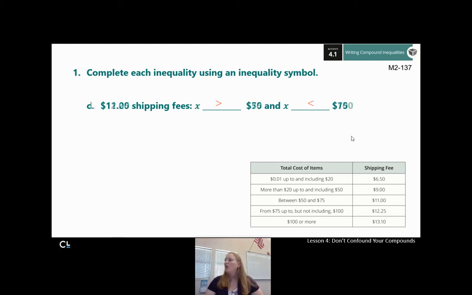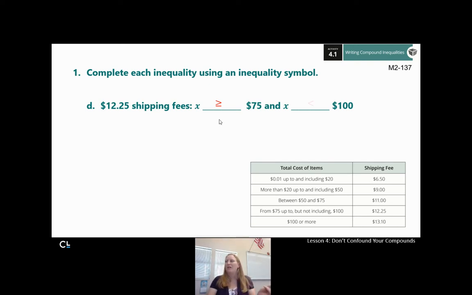That's good. For part D, it says from $75 up to, but not including $100. All right, we've got to think about this. So 75 to 100. Well, that means it's more than 75, and it does include the 75, so I'll say greater than or equal to 75. And it says up to, but not including 100. So it's less than 100, but it doesn't include it.